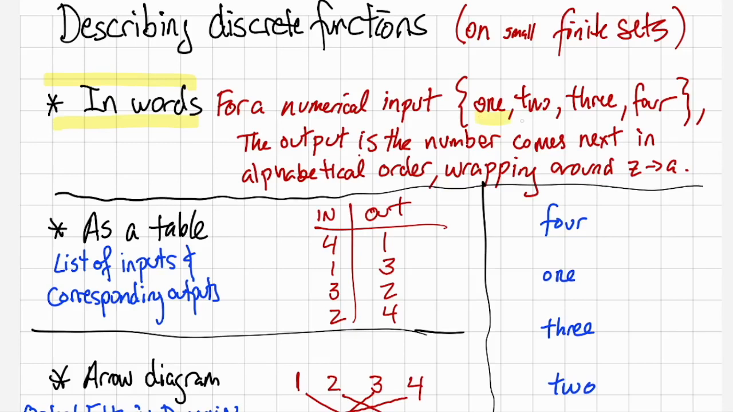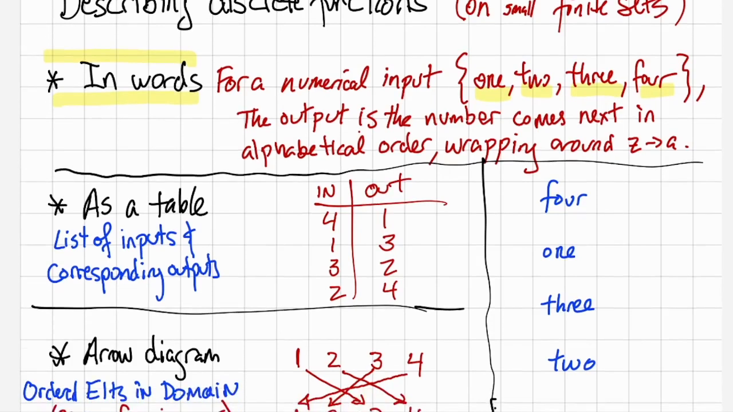We have 4 numbers written out in words, and what we'd like to do is write them in alphabetical order. So if we do that, we have 4, 1, 3, and 2. And so this function takes 4 in and gives out the next number in alphabetical order, which is 1.